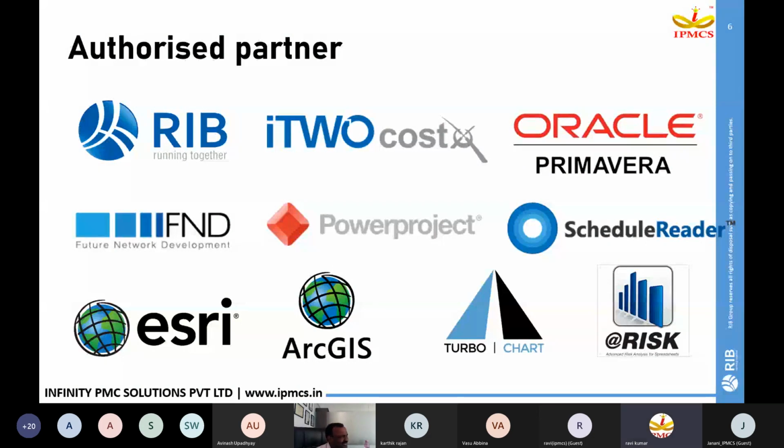These are our global partners we have been associated with. For Costex, we are associated with RIB, and for 4D BIM, we are associated with FND for Power Project. And for GIS, we have recently associated with ESRI for ArcGIS. And our other brands are listed below.